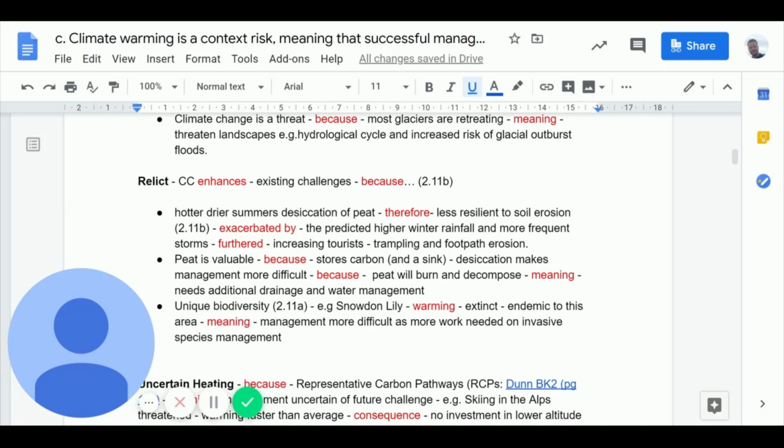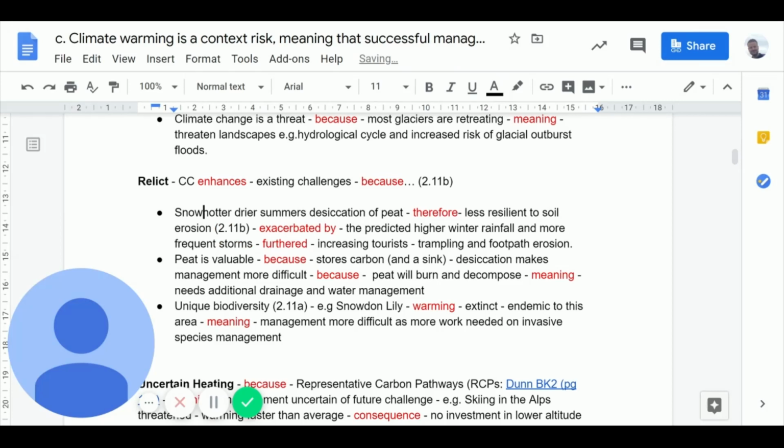If we think about relict ones, I would say instead of being really significant, but it can be, it's enhancing existing challenges, but there are some new challenges being created as well. So for example, I'm really talking about Snowdonia here. It's predicted to get hotter, drier summers, and that's going to desiccate or dry out the peat. So therefore, it's going to be less resilient to soil erosion.